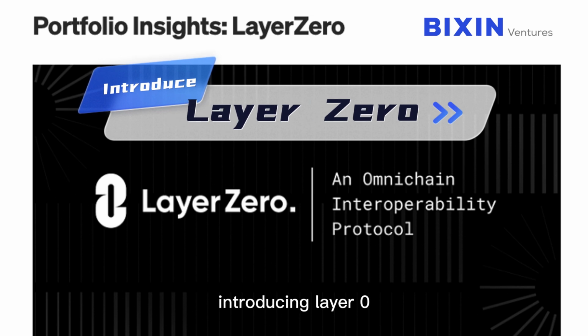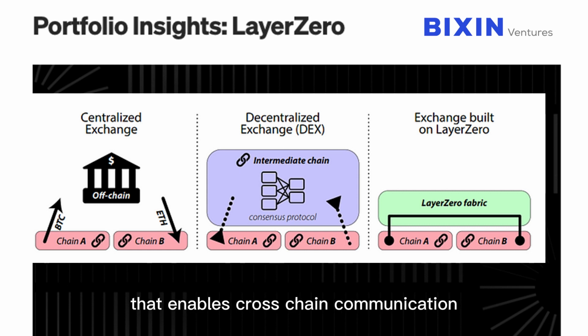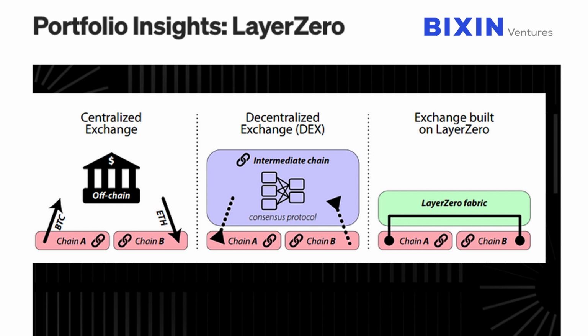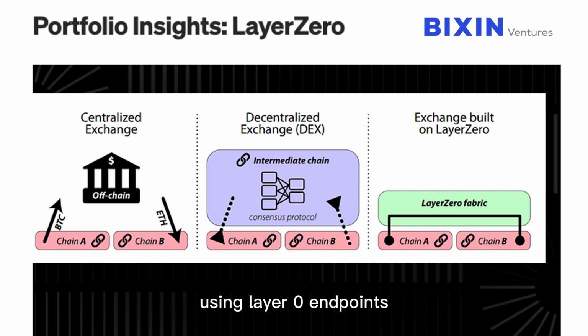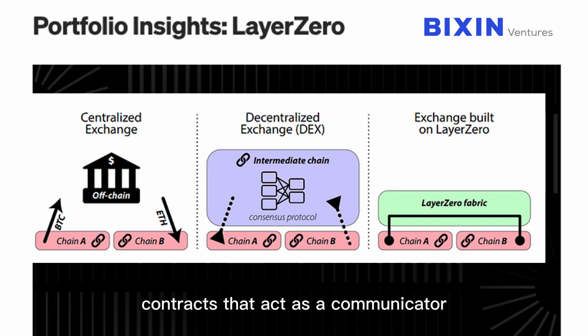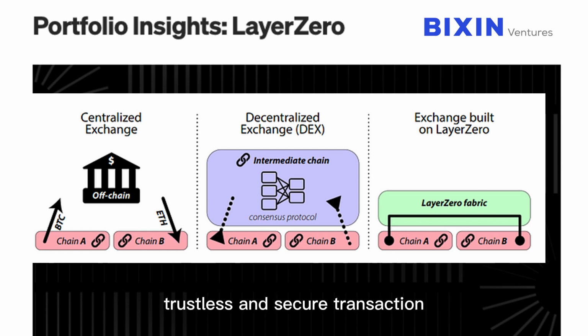Introducing LayerZero. LayerZero is a generalized data messaging primitive protocol that enables cross-chain communication between applications. The goal is essentially to move information across chains in a secure and easy manner. Using LayerZero endpoints, light on-chain user-facing clients made up of smart contracts that act as a communicator, validator, and network, on both chains, users can communicate across chains in a single, trustless, and secure transaction.